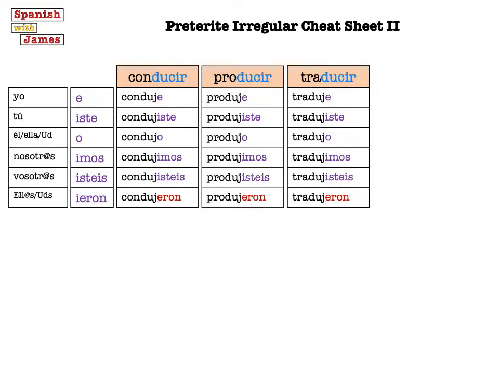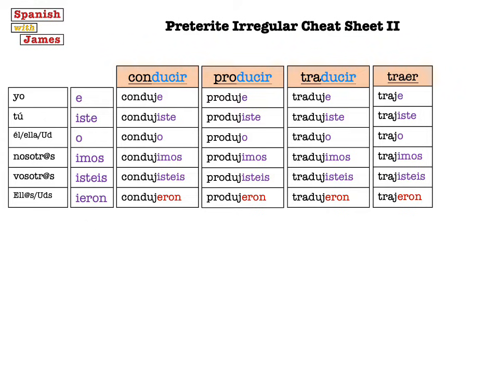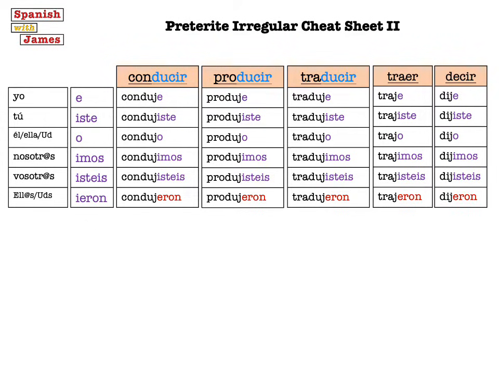And then in the final form of those, the sixth form, so the they or the you plural form, we lose the I. So instead of it being condujeron, it goes to condujeron, and it does make it a little bit easier to say. Next up, we've got traer, which is to bring, and decir, which is to say.